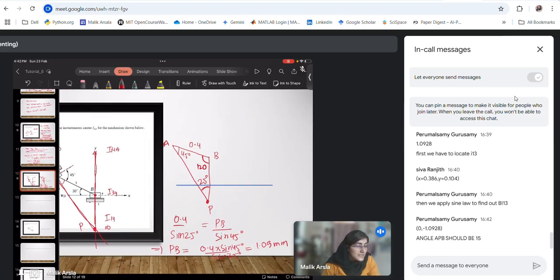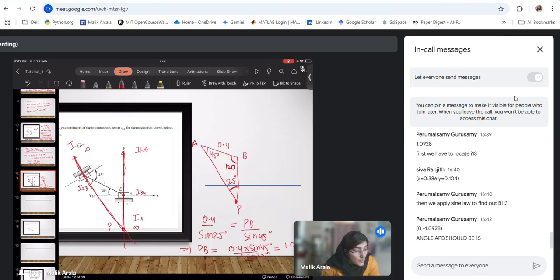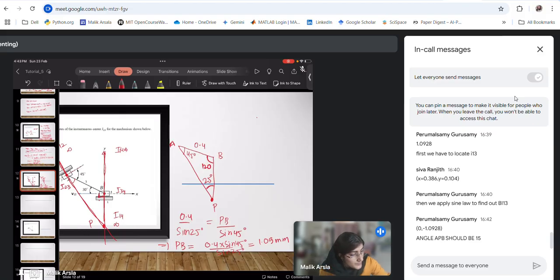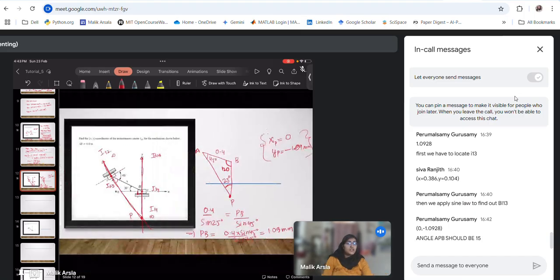Now you can clearly see we have to get the coordinates. As I said, this here is a perpendicular, right? So if this point is along this line, its x component is 0, and we only have a y component, which is minus of this length. Therefore, the x coordinate will be 0, and the y coordinate of this point P will be minus 1.09 mm. Okay, so this is your answer. This was very simple.